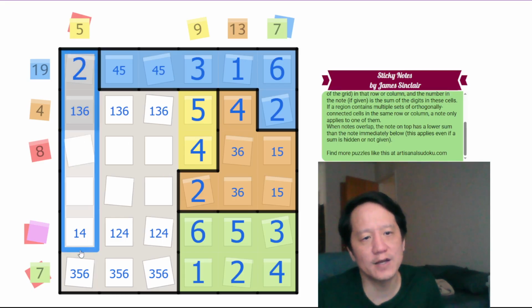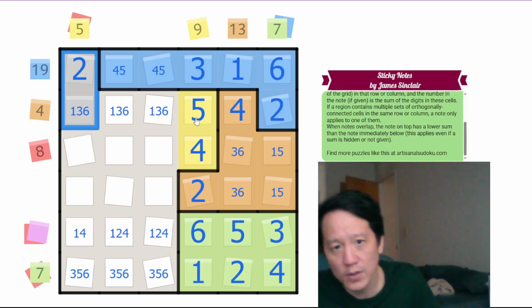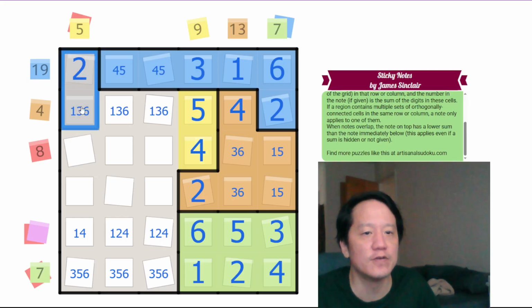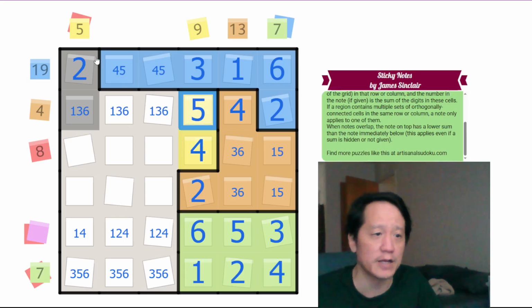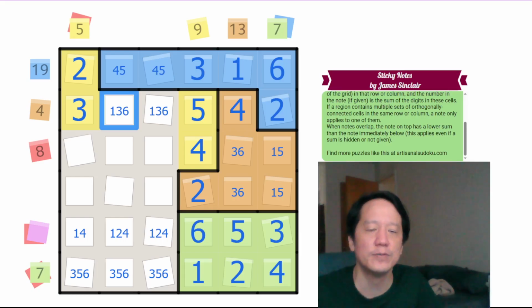Yellow has to have 2 digits adding up to 5 in row 1, or column 1, because we cannot have a 5 in column 1 for the yellow region. And we can't have 1 and 4 adding up to 5 in column 1 because we have a 4 already in the yellow region. Which means we must have 2 and 3 adding up to 5 in column 1. So this is basically yellow, and it must be 2 and 3 adding up.